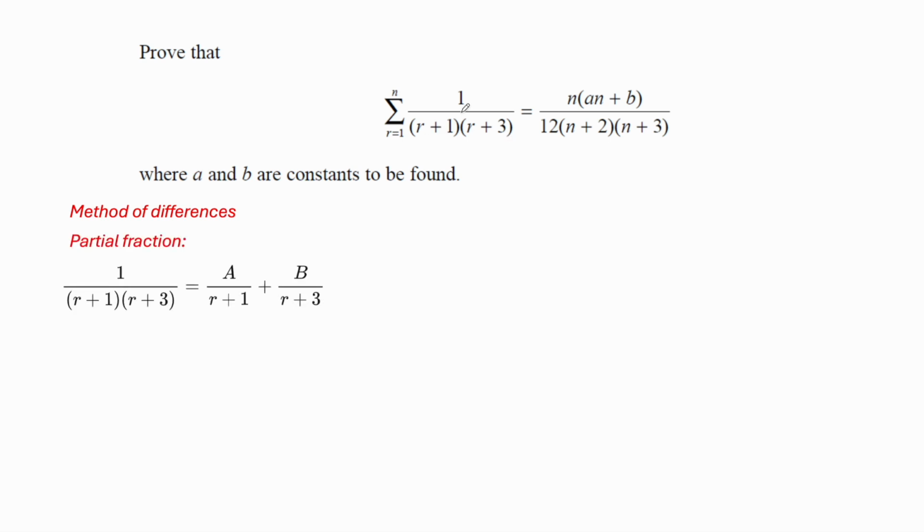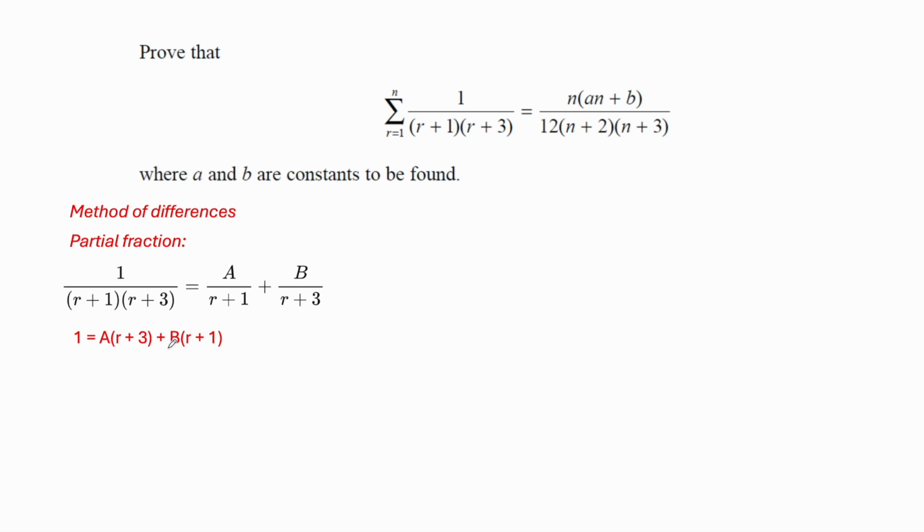So this 1 over (r+1)(r+3) can be rewritten as A over r+1 plus B over r+3. And we can multiply everything by (r+1)(r+3) to get rid of the denominators, to make it easier to find A and B. So this will give us 1 equals A(r+3), because when we multiply (r+3)(r+1), this will cancel out, plus B(r+1).